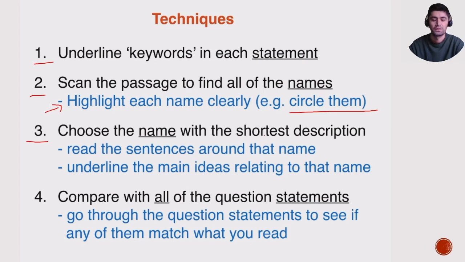Number 3, choose the name with the shortest description. In some of the texts, the information about one name could even contain the whole paragraph, and your job is to choose the shortest description, because it saves your time. After you choose the description, you have to read the sentences around that name, and you will underline the main ideas relating to that name.